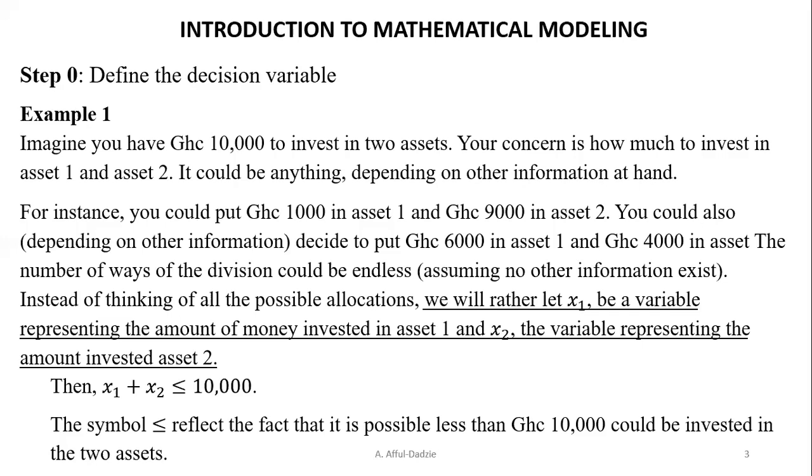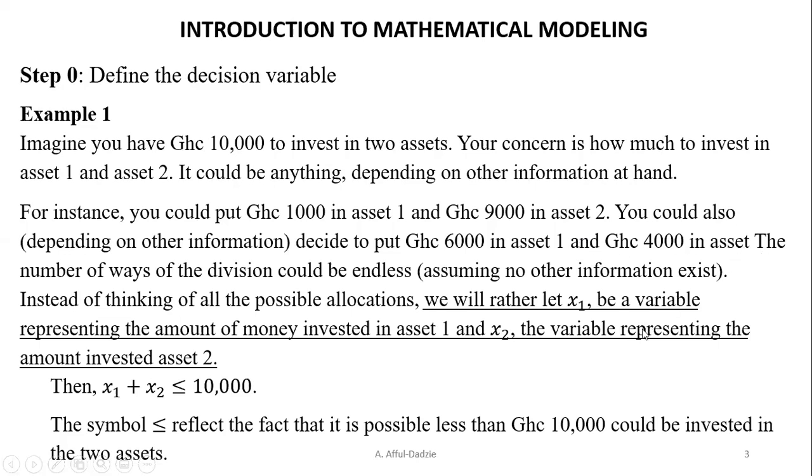So an example says, imagine you have 10,000 to invest in 2 assets. Your concern is how much to invest in asset 1 and in asset 2. It could be anything depending on other information at hand. However, our concern is how much do I put in asset 1 and asset 2? So for instance, you could put 1,000 in asset 1 and 9,000 in asset 2. Who cares? It's your money. Or you could also choose, depending on other information, to put 6,000 in asset 1 and 4,000 in asset 2. So all these are decisions.